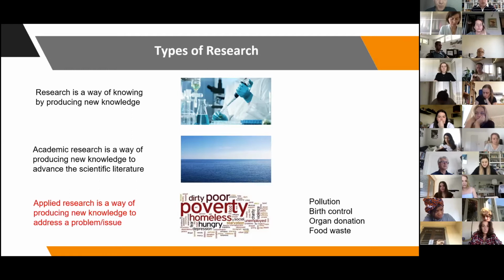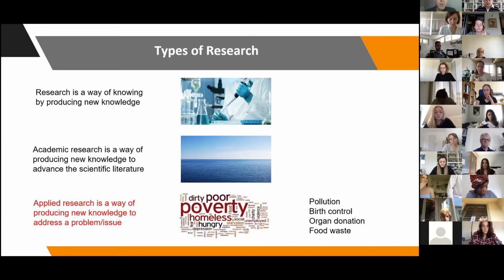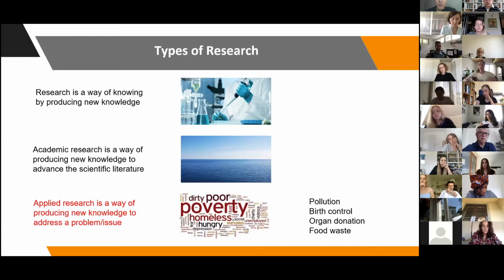And there is another kind of research we call applied research, in which you produce new knowledge to address a problem, a social problem, or a relevant problem. It could be an organizational problem, community problem, or social problem in general. And that's the kind of research that you are planning to do. When I look at your research proposal, I notice right away that you are planning to focus on relevant social problems like pollution, birth control, organ donation, food waste, all those things. So this is not academic research, it is more applied research. You will produce new knowledge to address existing relevant problems.